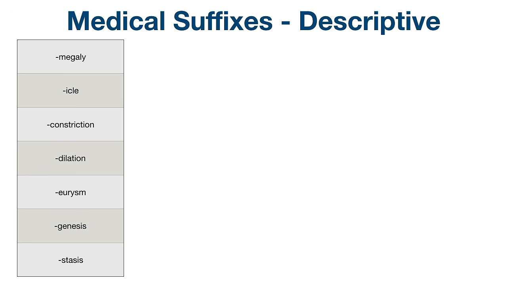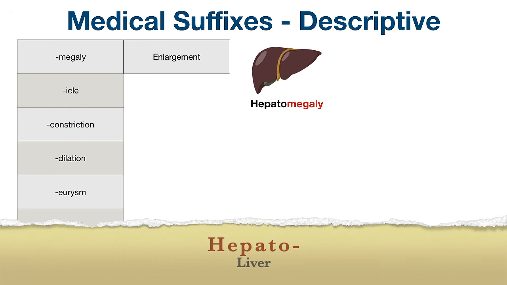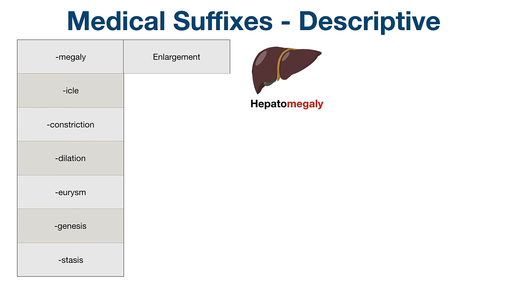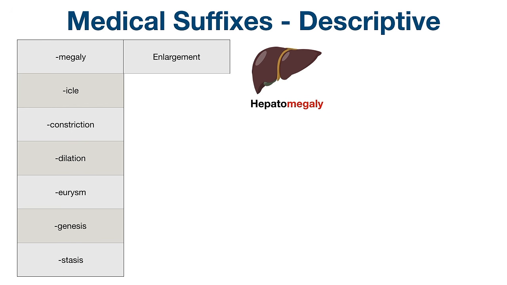Let's move on to a group of common descriptive suffixes. First we have megaly, which means irregular enlargement. You can think of hepatomegaly. We know from the root video that hepato means liver, so hepatomegaly is the abnormal enlargement of the liver. Another example is cardiomegaly, which is the abnormal enlargement of the heart.